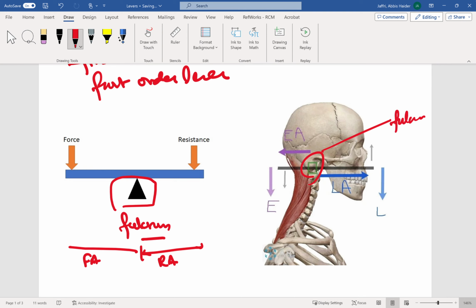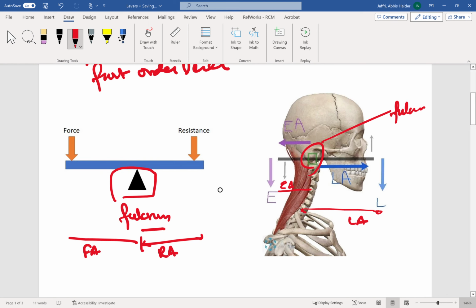The distance between the fulcrum and the load is your load arm, and the distance between the effort and your fulcrum is your effort arm. That's how the first order lever is usually seen in your body. When you are tilting your head front and back, your spine is basically working as a first order lever.